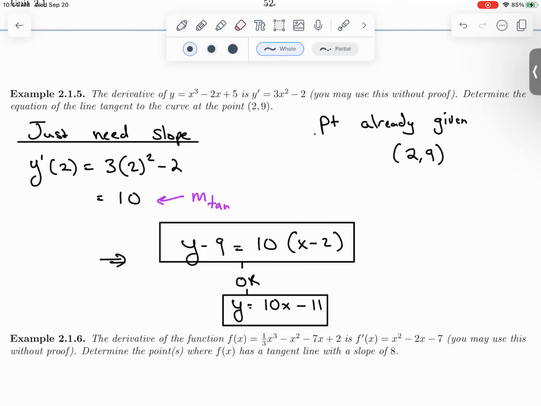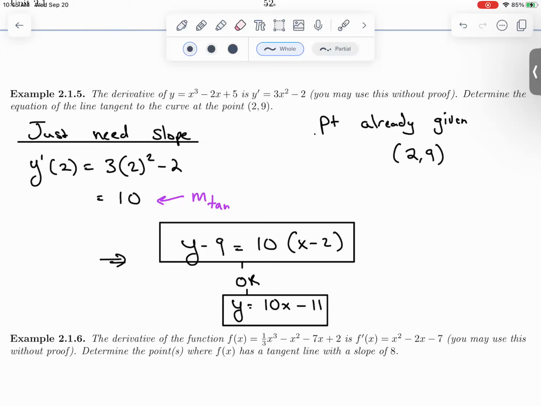The derivative of the function f of x equals 1/3 x cubed minus x squared minus 7x plus 2 is f prime of x equals x squared minus 2x minus 7. We're going to use this without proof, but if you want to get some good practice, go ahead and crack open a cold Mountain Dew with your friends and bust this one out.